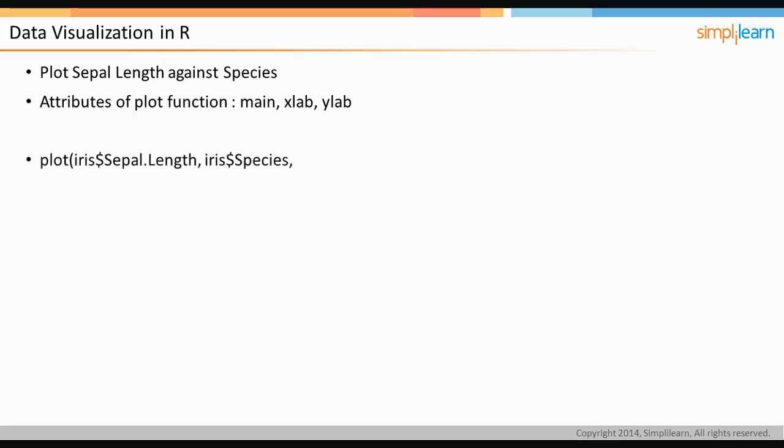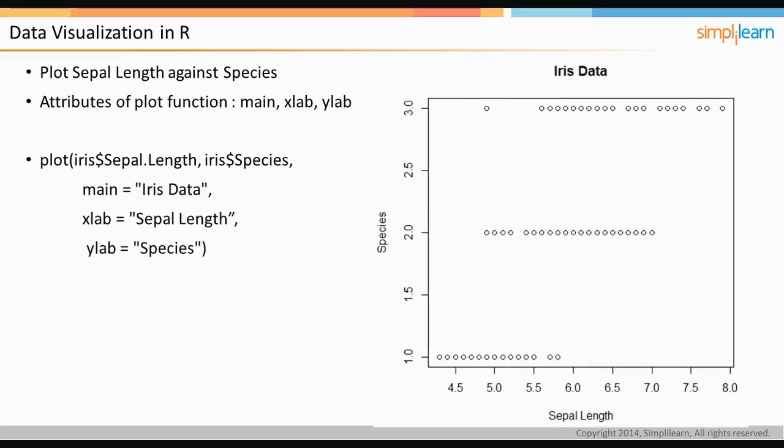The function would now be plot(iris$Sepal.Length, iris$Species, main = "iris data", xlab = "sepal length", ylab = "species"). The output plot is shown on the right. From the scatter, it is easier to notice the differences in the sepal length according to species.